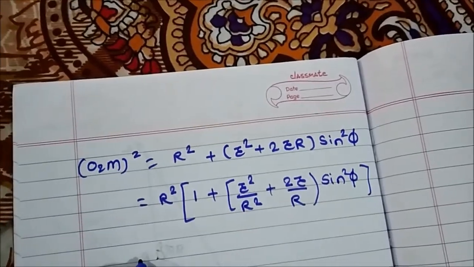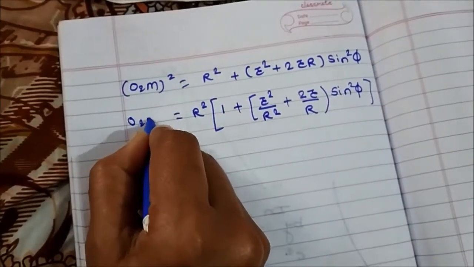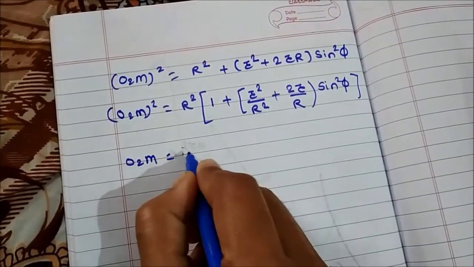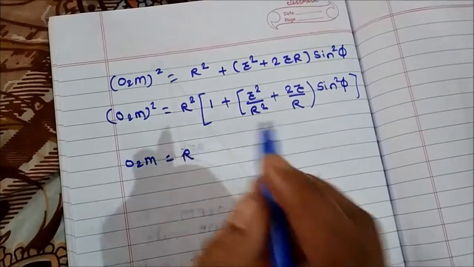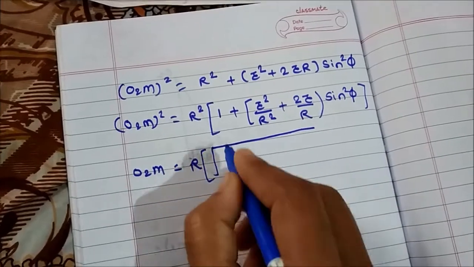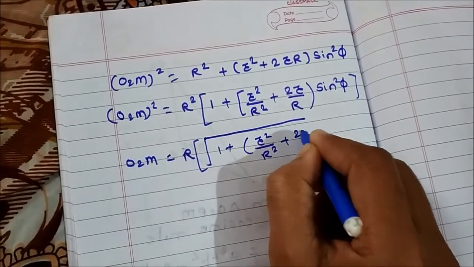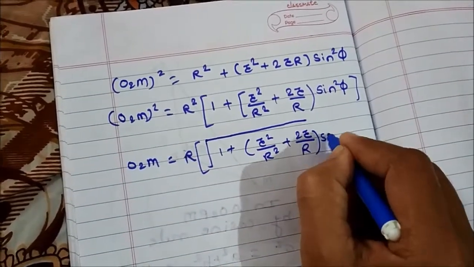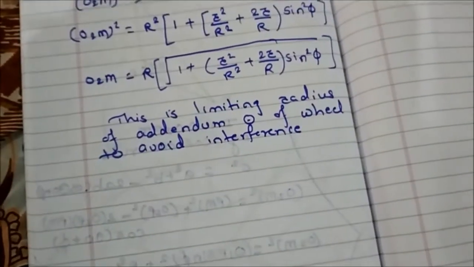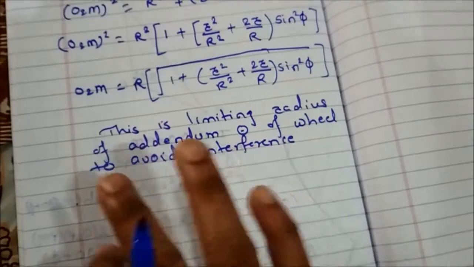So O2M square. Now let's take the square root, so O2M is R into bracket, under root of 1 plus r square divided by capital R square plus 2r upon capital R sine square phi. Bracket close. Now as we discussed, O2M is the limiting radius of the addendum circle in order to avoid interference.